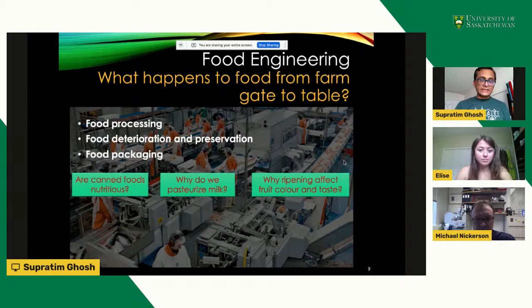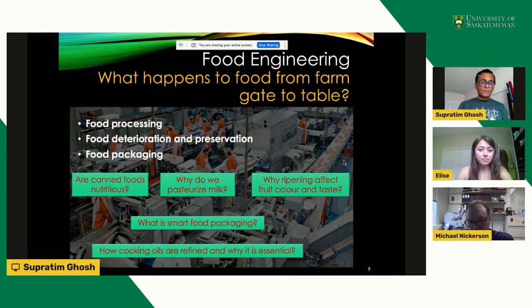We also study smart food packaging. We also study, for example, cooking oil, the one you get from the grocery store. It goes through a lot of refinement processes, and why that is essential to get from a crude canola oil to a clear canola oil that you can use to fry your food.